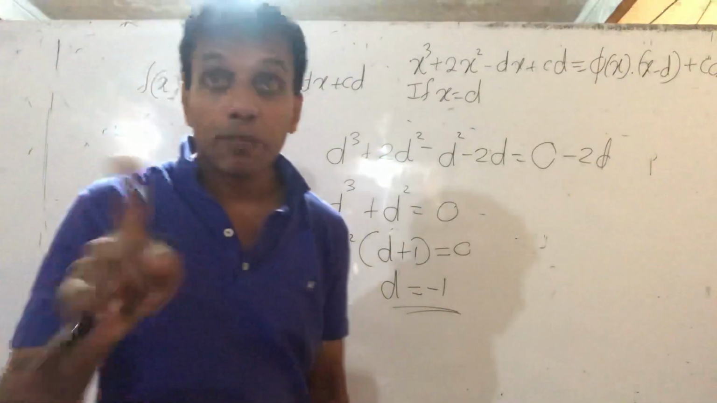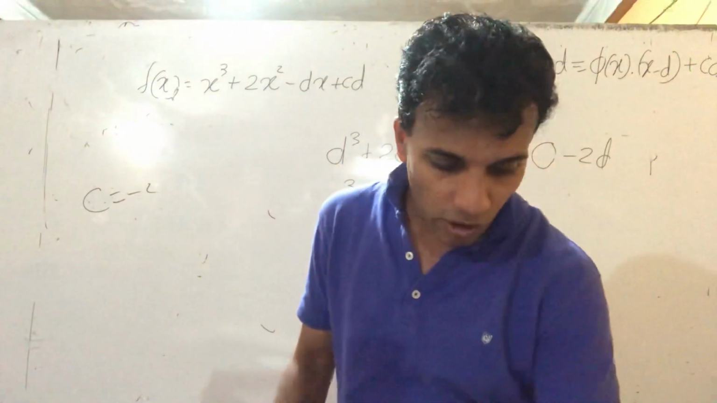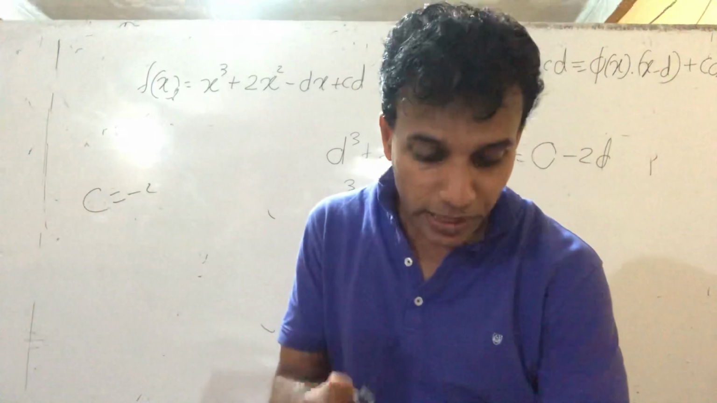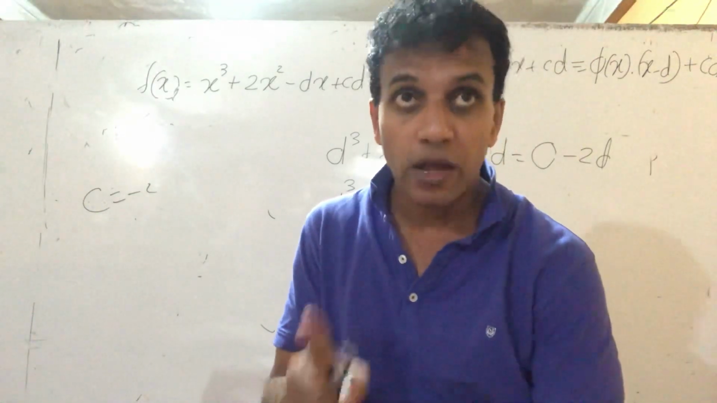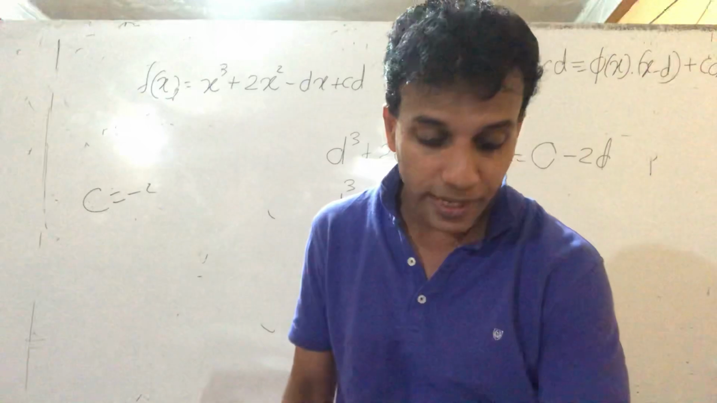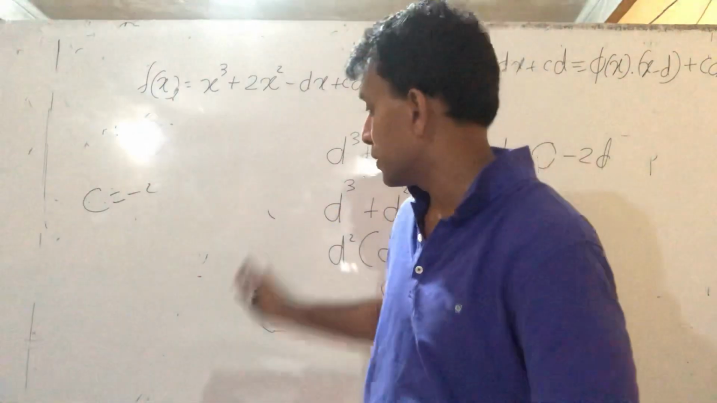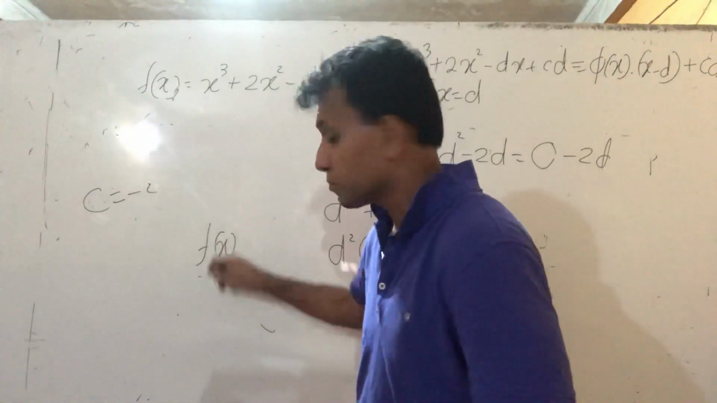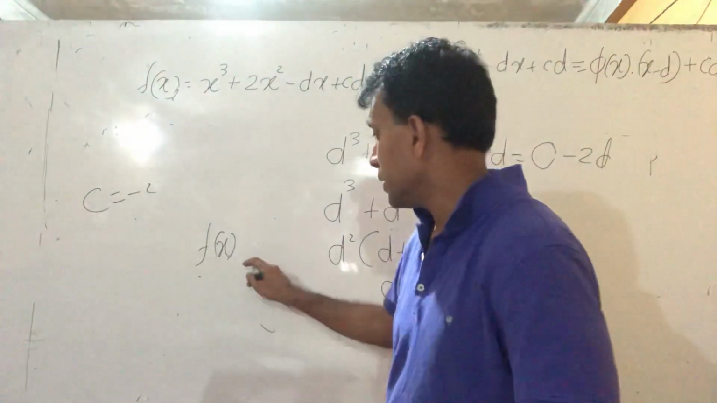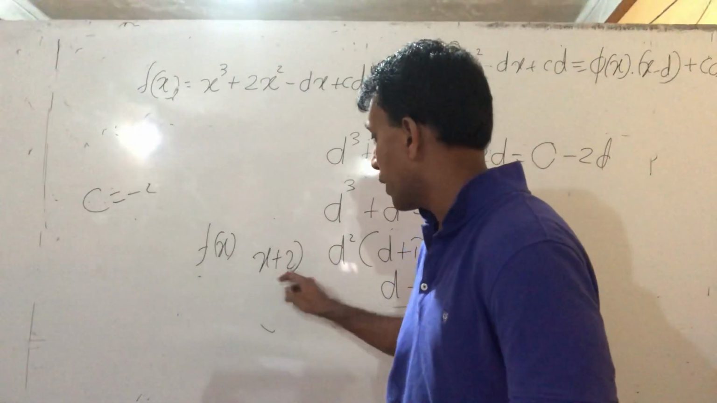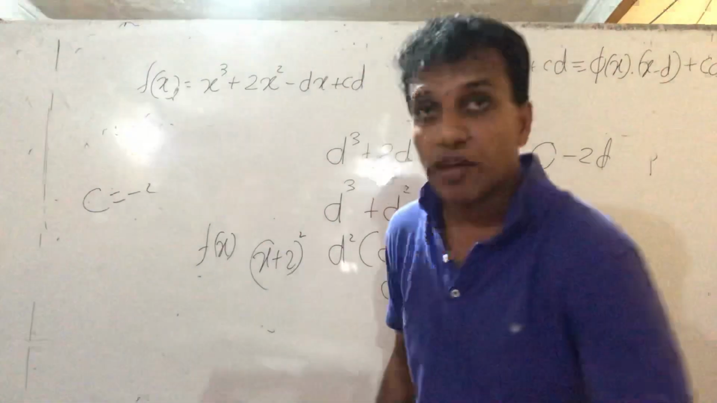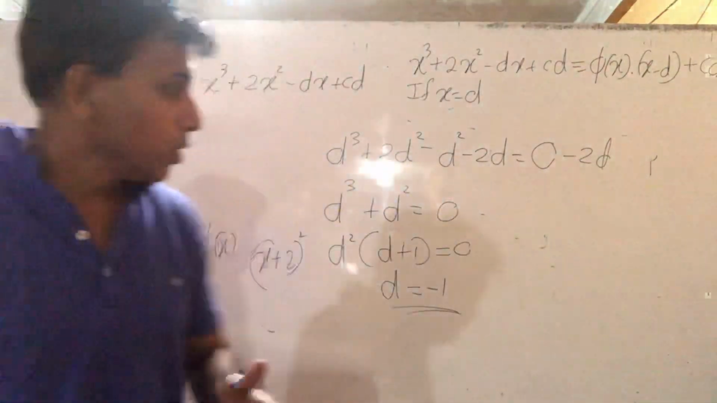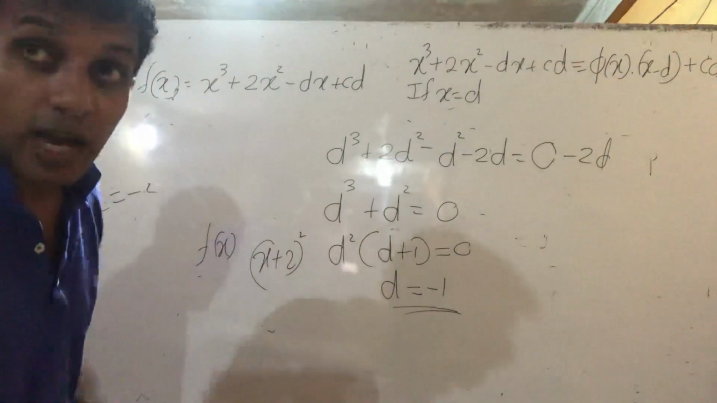Okay, and there's another part. Write this. For these values of c and d, find the remainder when f(x) is divided by (x plus 2) squared. When f(x) is divided by x plus 2 squared, complete square. Okay, see that part, that's the last part here.